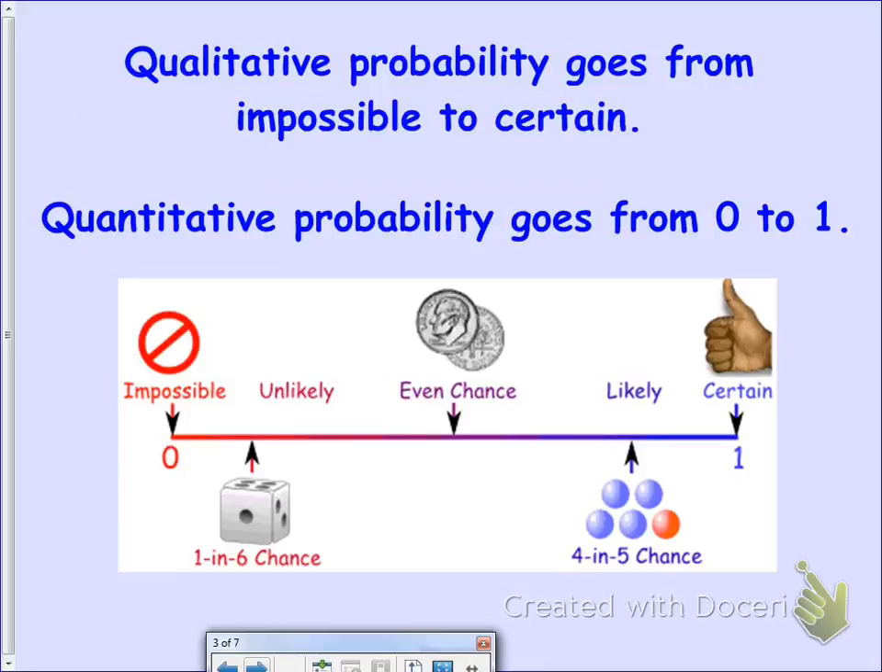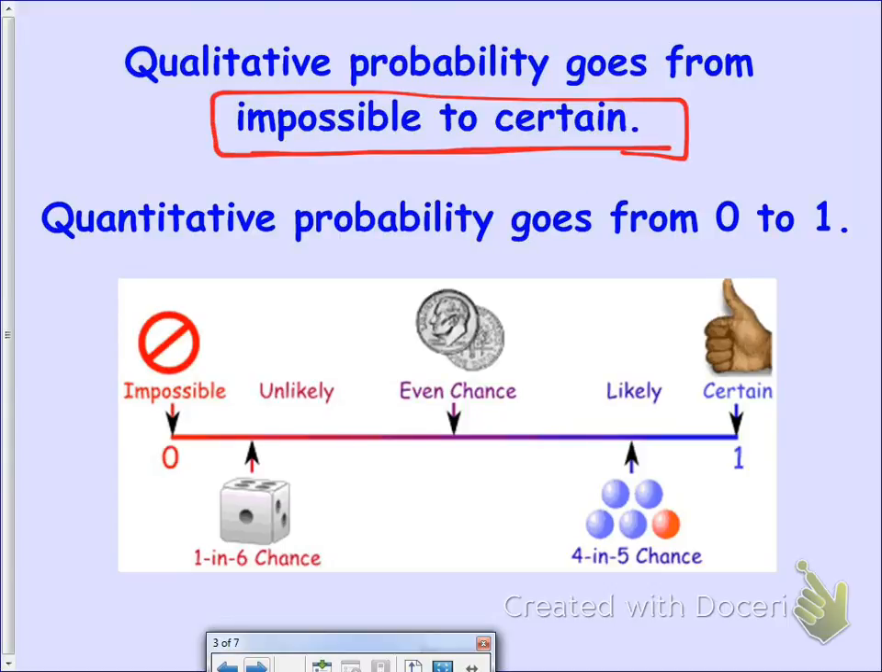So in talking through this, qualitative probability goes from impossible to certain. Since it does not deal with numbers, it talks about words and what these words mean. So that is right here at the top. Qualitative is these top verbal descriptions. And it is dealing with impossible being never ever going to happen.